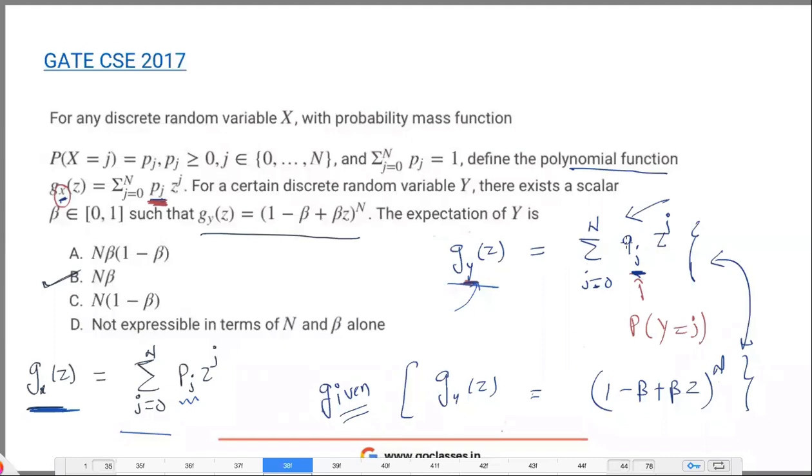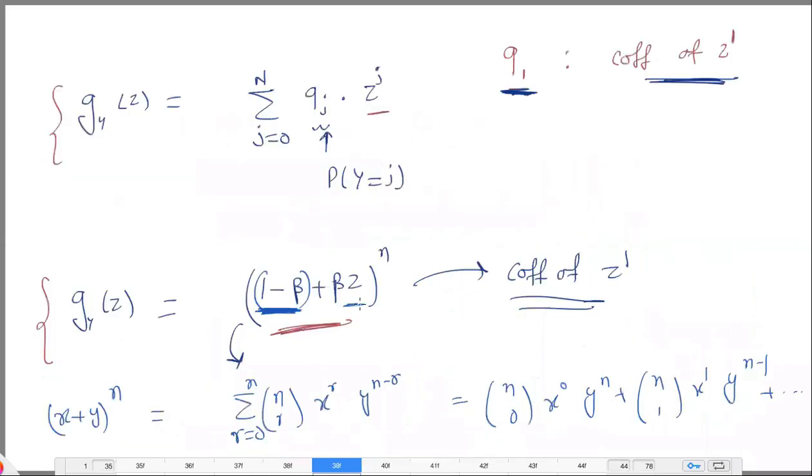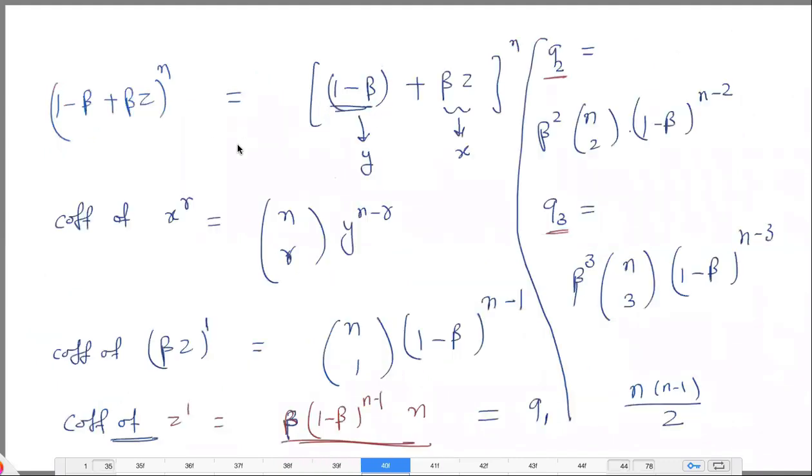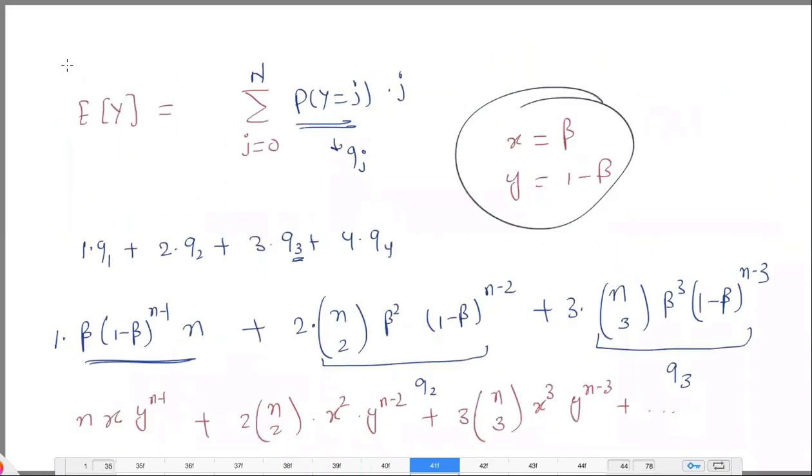So qj, you can do it, because this is gx, then gy will be like this. Gy is also given like this, that's the thing, right? I needed to compare both of them to get this q, and once I get the q, then I can find the expectation, right? So I compared both of them to get this q, and then I got the q's, and then I found the expectation like this. This is the q's that I got.